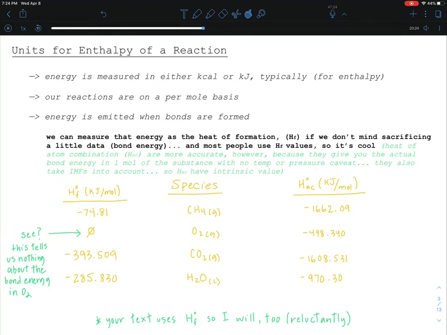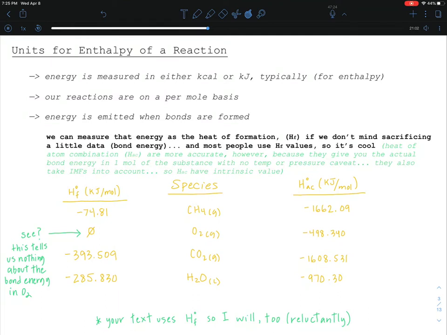So I kind of want to take just a little bit of time to talk about the difference between some of these values you're going to see in your book versus some values you might run into elsewhere. There's two different ways that we can look at this. Your book uses heats of formation. So a heat of formation, we're talking in standard state, the standard state of a particular item. Like, for example, molecular oxygen. The standard state for molecular oxygen in the gas phase is zero kilojoules per mole.